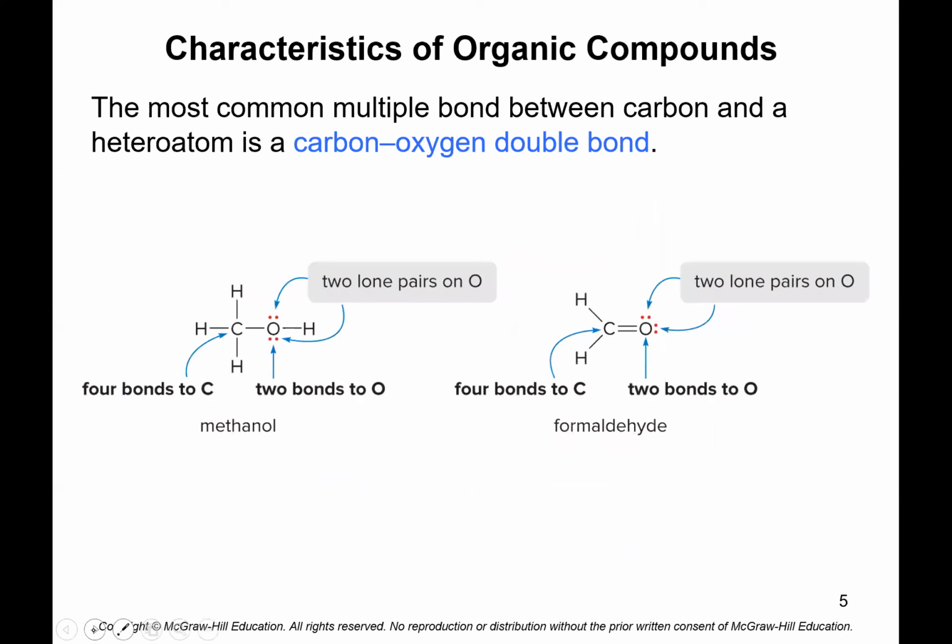So now, the most common multiple bond between carbon and a heteroatom is going to be a carbon-oxygen double bond, as shown on the right-hand side of your screen here. Okay, so this carbon double bonded to an oxygen is actually going to be part of the basis in a lot of the functional groups that we are going to discuss in this course. Okay, so the fact that carbon double bonds to oxygen is what is going to give organic molecules a lot of their reactivities.